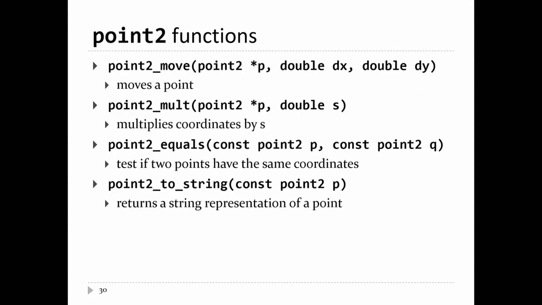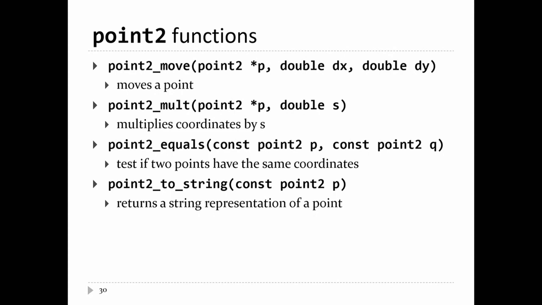So for the point2 struct that we looked at previously, we'd like to turn it into an actual data type so that you can use it. I'm just going to do a few functions here. For our point2 type, we'll have these four functions. We'll have a move function. Move takes a point pointed at by P and moves it by delta x and delta y. It changes the x and y components by dx and dy, and that effectively moves the point.